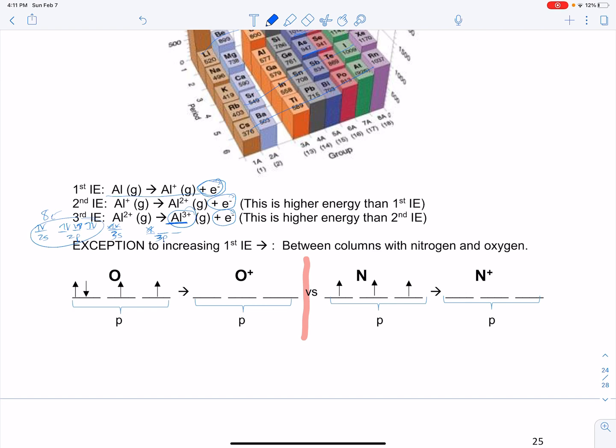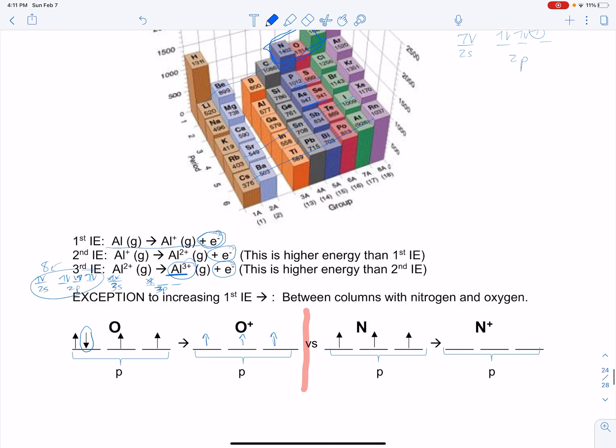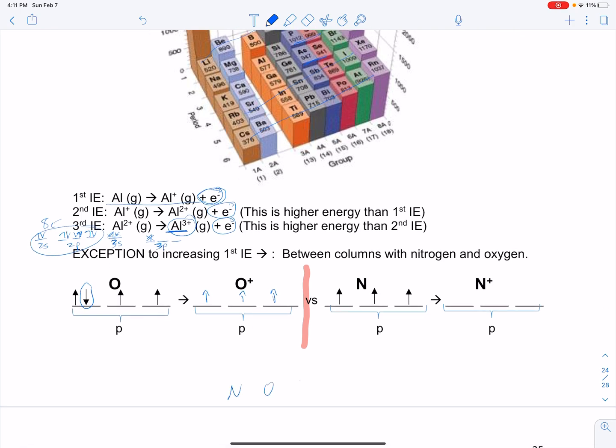So oxygen, when he loses an electron, the one he's obviously going to lose is this one right here. He will become this. Remember, oxygen is a lower energy. You would expect it to be this, NOF, like that. But when oxygen loses an electron, he becomes half full. Now you go ahead and fill in what happens with nitrogen. You can pick any of them. And then this is the one that's half full.